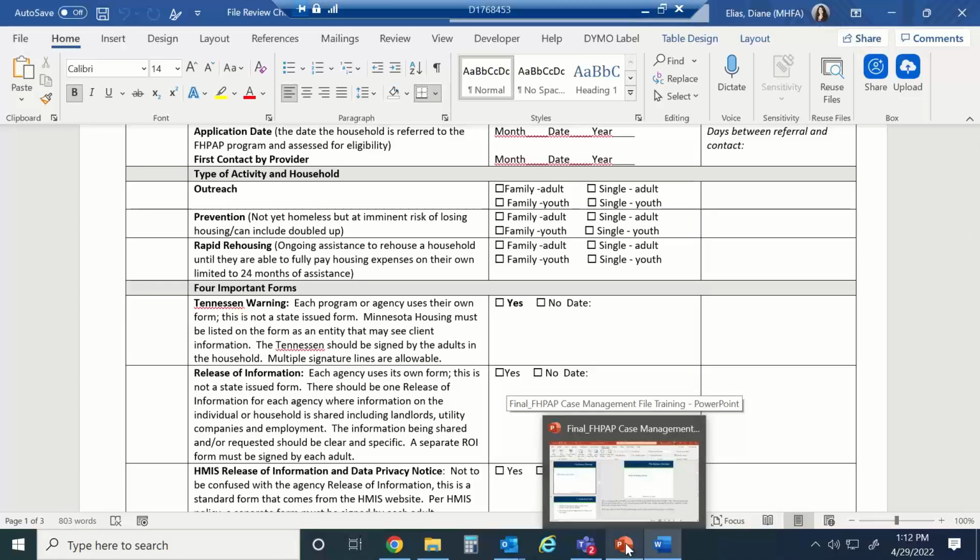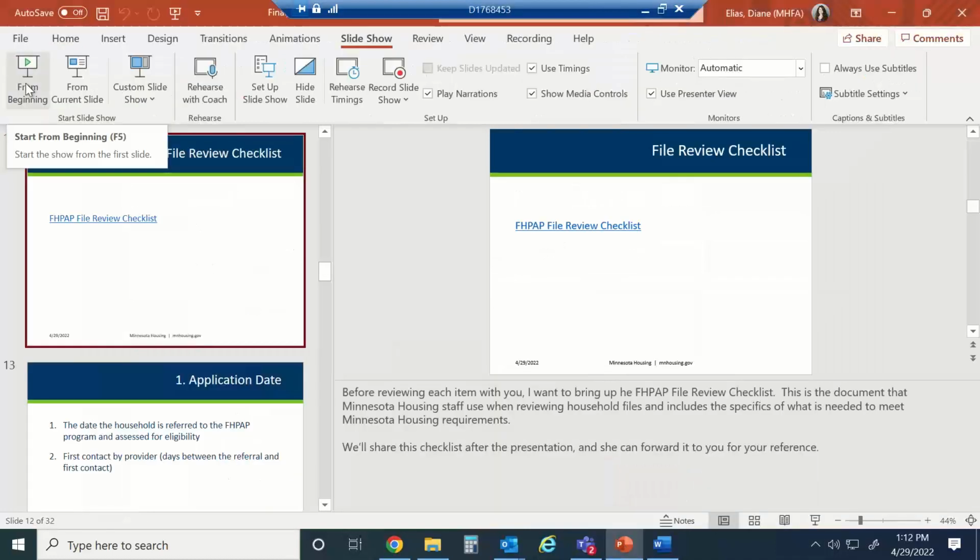We'll make sure that everybody gets a copy of that so that there's no surprises. You'll know exactly what checklist we're using when we come through.